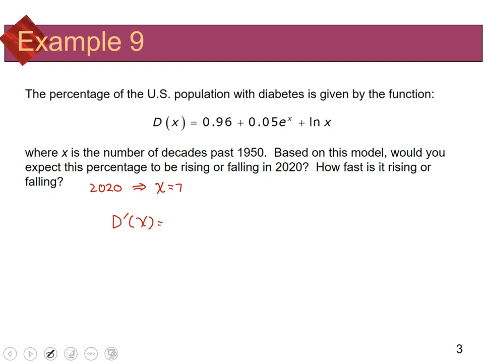The derivative of 0.96 is nothing. The derivative of 0.05 e to the x, well, I have a constant multiple, which just goes along for the ride. The derivative of e to the x is just e to the x. Plus, the derivative of the natural log of x is just 1 over x. So there's my derivative function. And now I'm going to evaluate that at 7. So I'm going to have 0.05 e to the 7 plus 1 over 7.